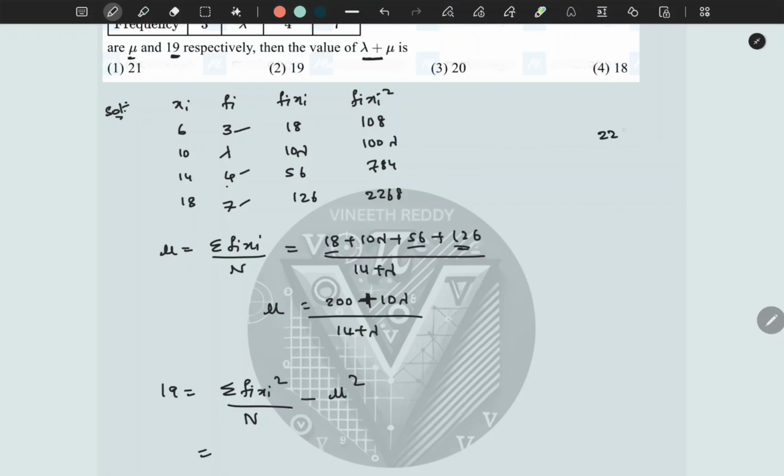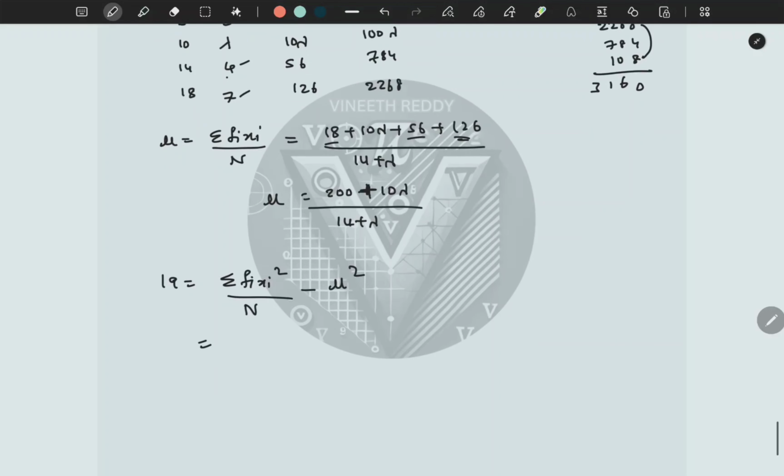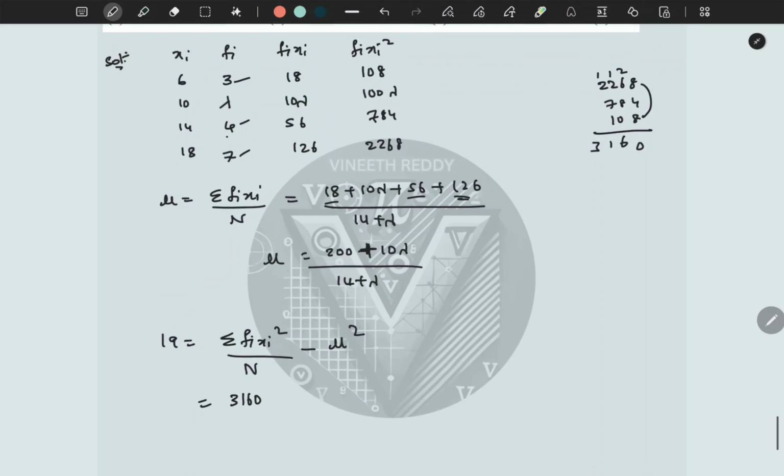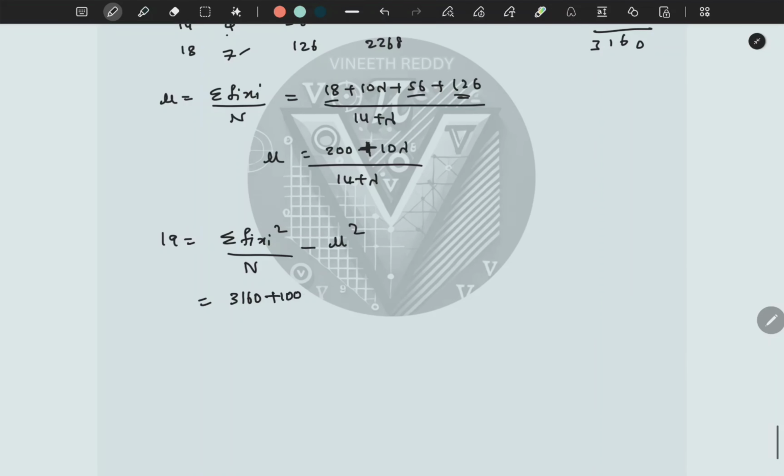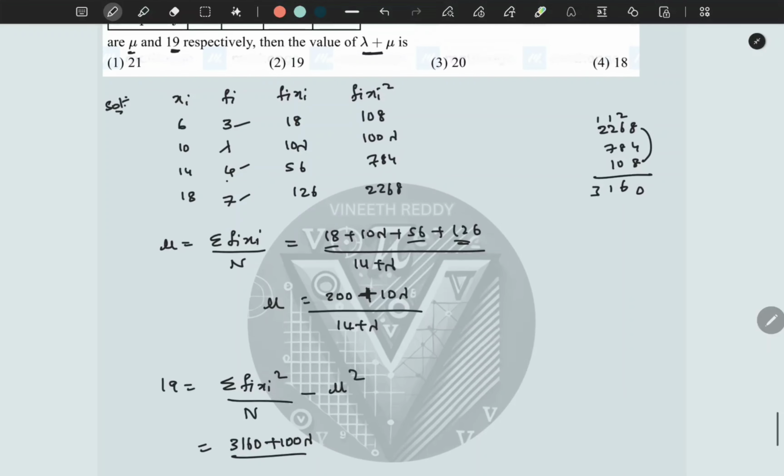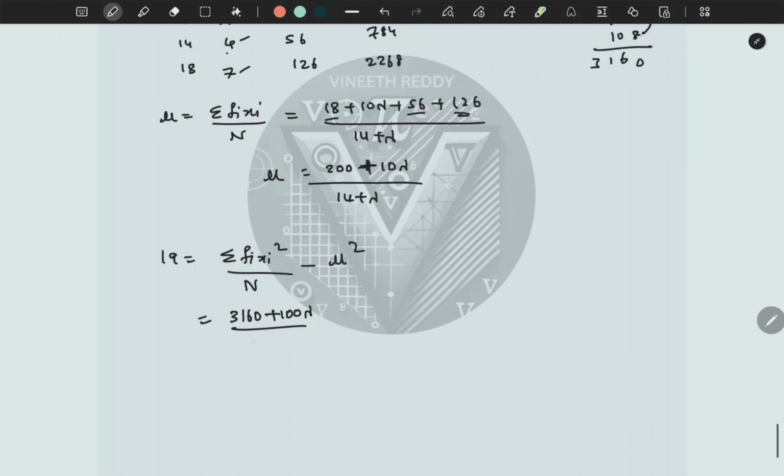We get 2268, then we have 784, and then we have 108. So 8 plus 8 is 16, 16 plus 4 is 20. Now 8 6 14, 14 plus 2 is 16, 7 8 9 10, 10 plus 1 is 11. So we have 3160. So we get 3160 plus 100 lambda, don't forget that, divided by n is again I think it is 14 plus lambda minus mu square.